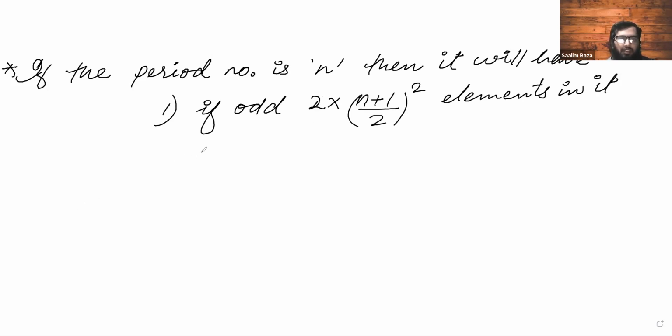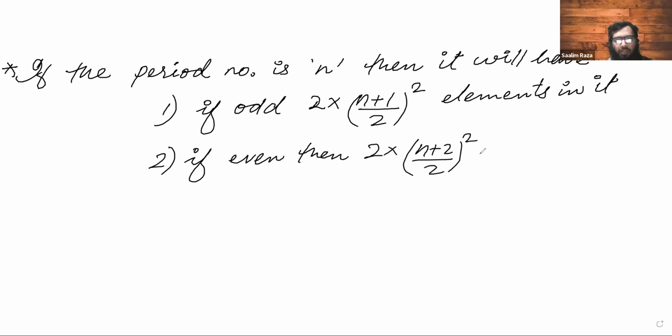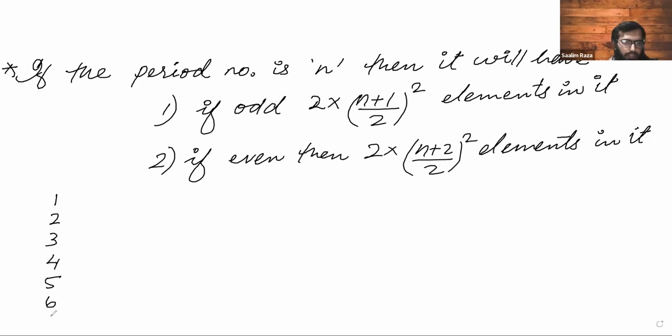Second case, if even, then 2 into (n plus 2 by 2) whole square elements in it. If you are just bamboozled by what I have written, and you are not getting any idea about what this is for, then remember this: 1, 2, 3, 4, 5, 6.